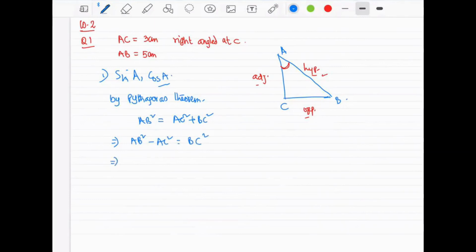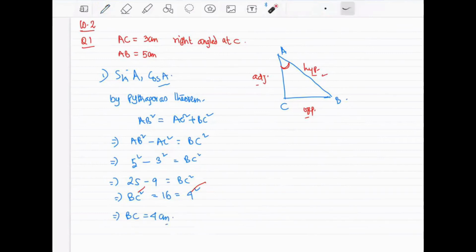Let's put in the values. AB is 5, right? 5 square. AC is how much? 3. 5 square is 25 minus 9. So let's change the side. We have got 16, which is 4 square. Now you can cancel the square from both sides. Remaining, we will have BC is equal to 4 centimeter.